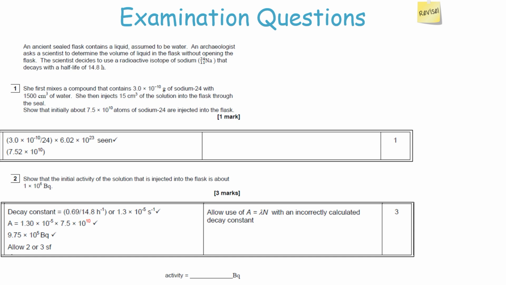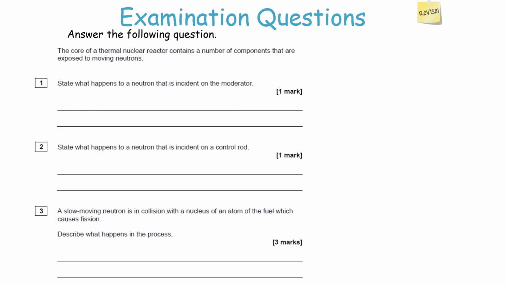We then multiply by the decay constant we've worked out, and we get 9.75 times 10 to the 5 becquerels. Now, it's very important you know which equations to use and how you can link in the decay constant to the half-life.